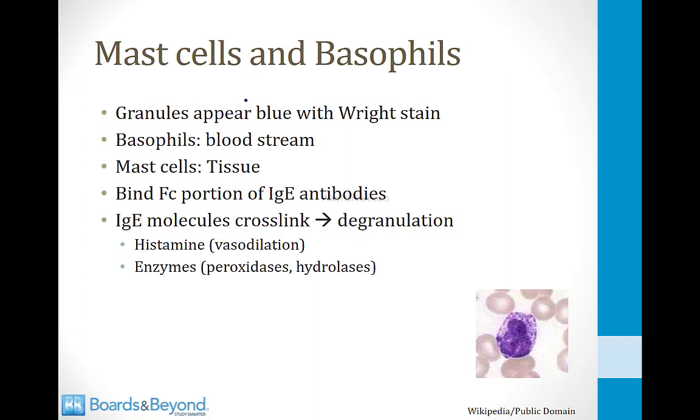First of all, they both contain granules that appear blue when stained with Wright stain. This is a picture of a basophil in the bloodstream shown here on the screen. The two cells are different in that basophils are found in the bloodstream and mast cells are found in tissue, but both cell types can bind the Fc portion of IgE antibodies, and when those IgE molecules cross-link on the surface of the cells, this leads to degranulation.